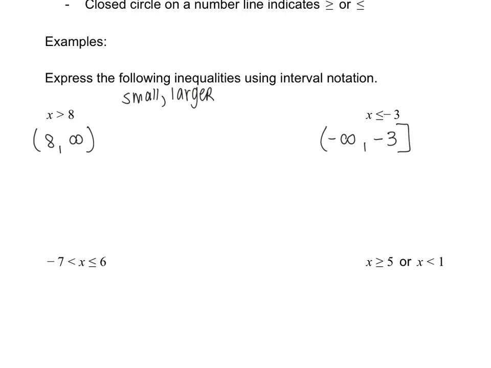So just to review, infinity and negative infinity always get parentheses because they are concepts. They're not actual numbers. There is no end to the numbers, so there is no biggest number, there is no smallest number, which is why we use infinity and negative infinity, just to say anything smaller or larger than this value works.